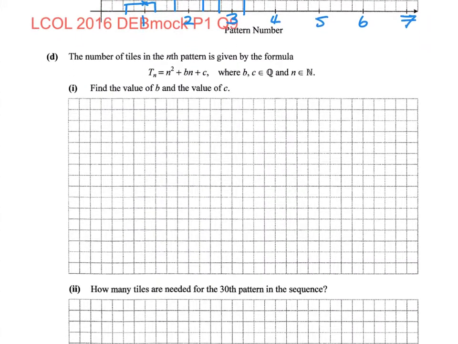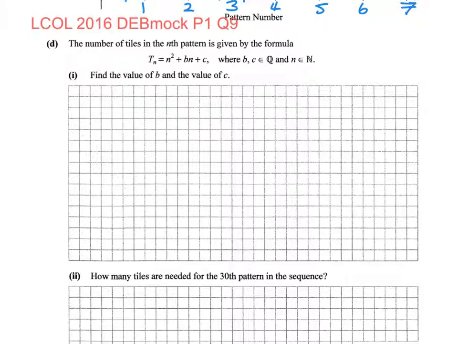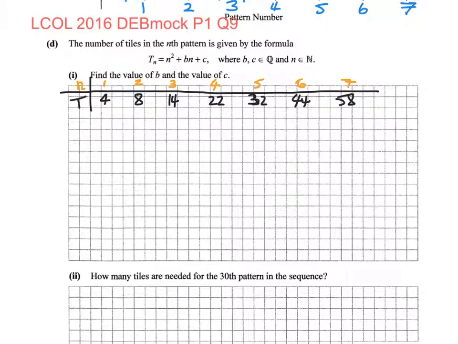Moving on to part D, we've already discussed this. We're being asked to come up with the nth term expression, and I've already shown you 2 ways of doing it. I'm going to show you another, again just understanding the pattern, the sequence of numbers, and how they're broken down. So we have our sequence. We're being told that it's n squared plus something n plus something, where b and c are rational numbers. They could be whole numbers, but they're nothing too difficult.